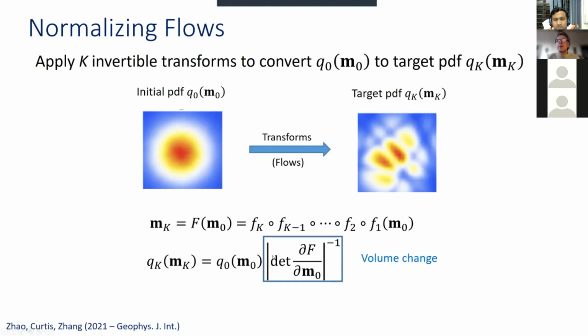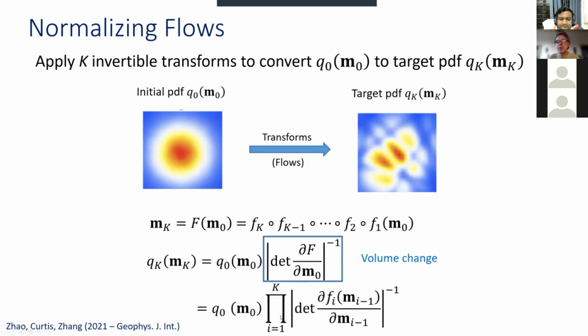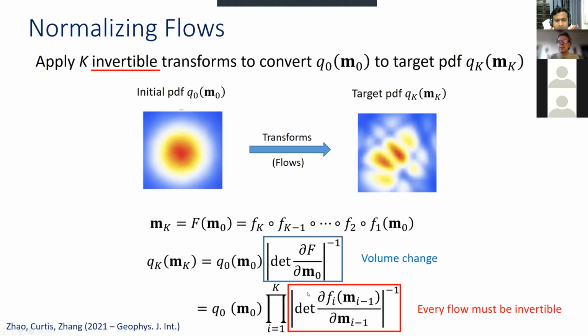Now we've written this term out here as the capital F, which is a combination of all the flows. If I just expand that F a minute, this determinant changes into the product of the determinants of the individual flow functions. And what's important about this expression is that it shows that every single flow must be invertible. That is a fundamental property of the flows, that we need to be able to calculate their inverses for this to be a valid set of transforms.